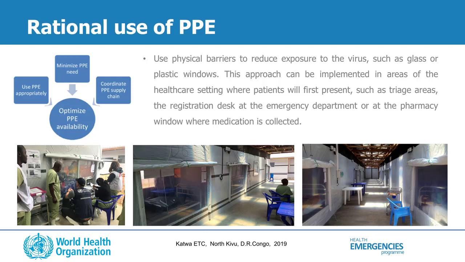In view of the global PPE shortage, the following strategy can facilitate optimal PPE availability: coordinated PPE supply chain, use of PPE appropriately, and minimize PPE needs. Within a COVID-19 facility, this strategy can be implemented through the use of physical barriers to reduce exposure to the virus, such as glass or plastic windows, as shown in the image. This approach can be implemented in areas of the healthcare setting where patients will first present, such as the triage area, the registration desk, the emergency department, or the pharmacy window where medication is collected.